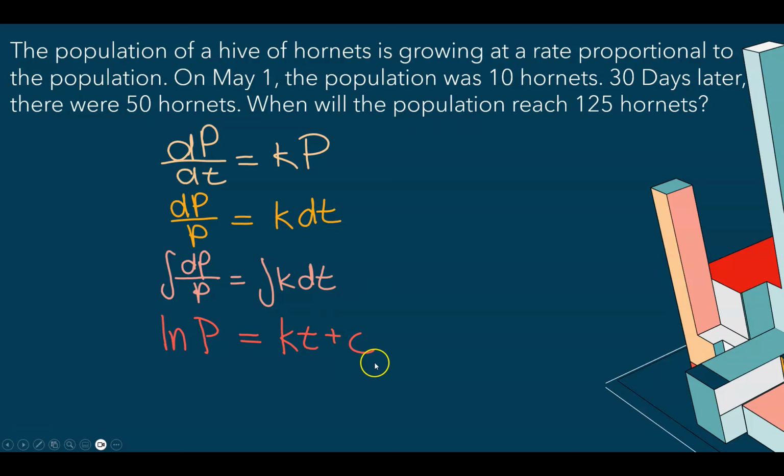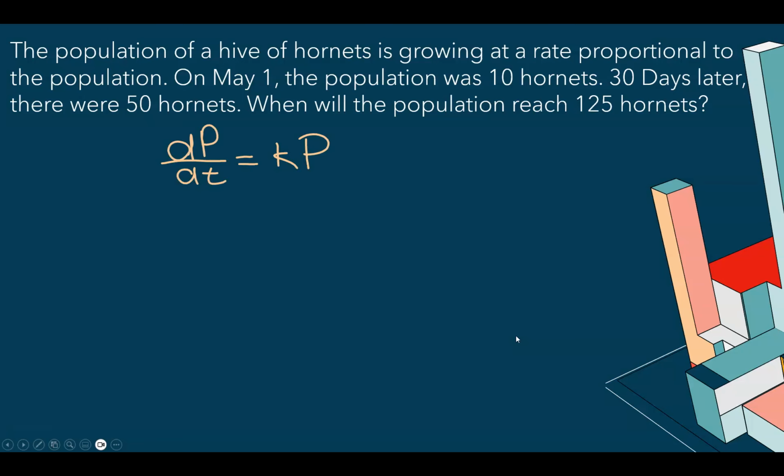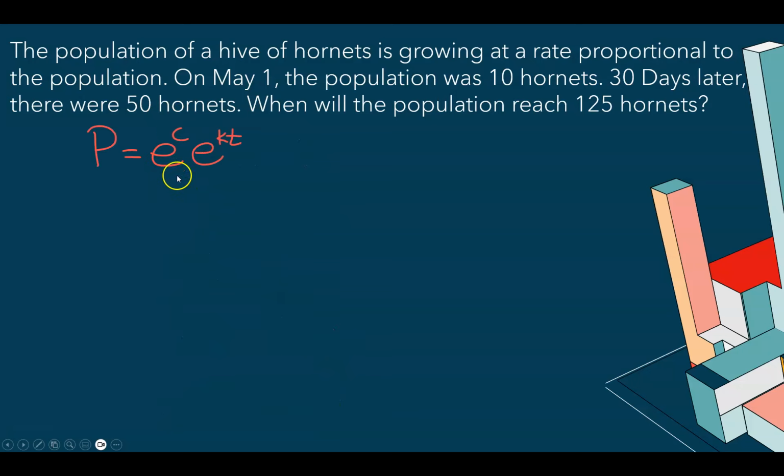So even though this c is all on its own, we actually don't want to find it yet. What we're going to do is find e to the c, like we did here. Anyways, we need to get to P. We're going to raise both sides as powers of e. e to the natural log of P is going to be P. e to the kt plus c turns into e to the c, e to the kt. I'm going a little quicker because we're doing the exact same thing I did on the previous slide. Okay, so now this is a general solution of the differential equation.